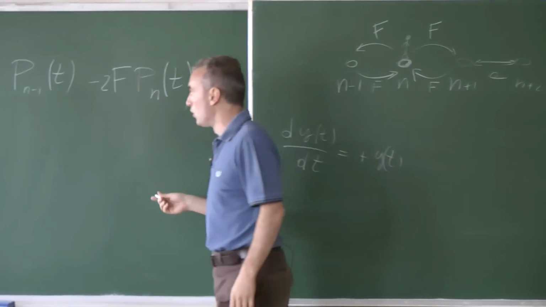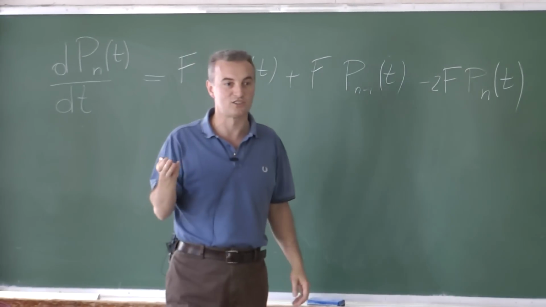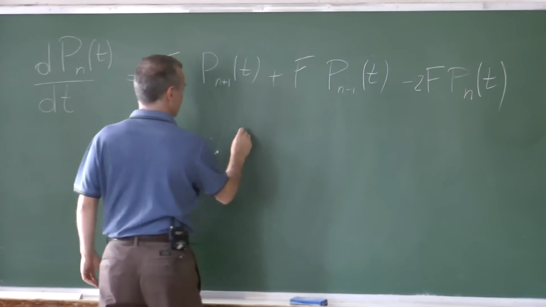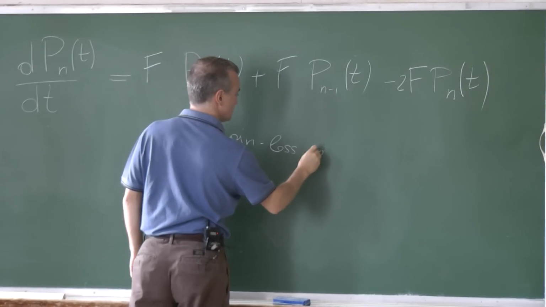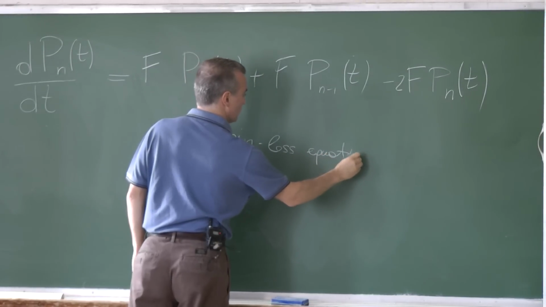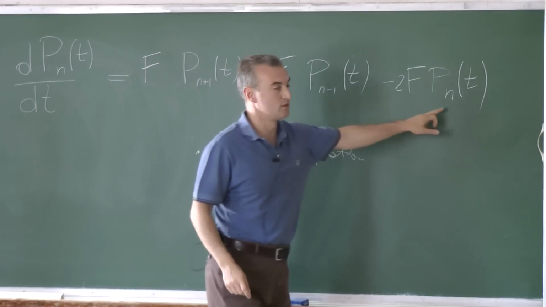So this is what is called a fundamental equation in statistical physics, if you want. It's a gain-loss equation. It's a very simple equation. So Pn gains because of this input and loses because of that.